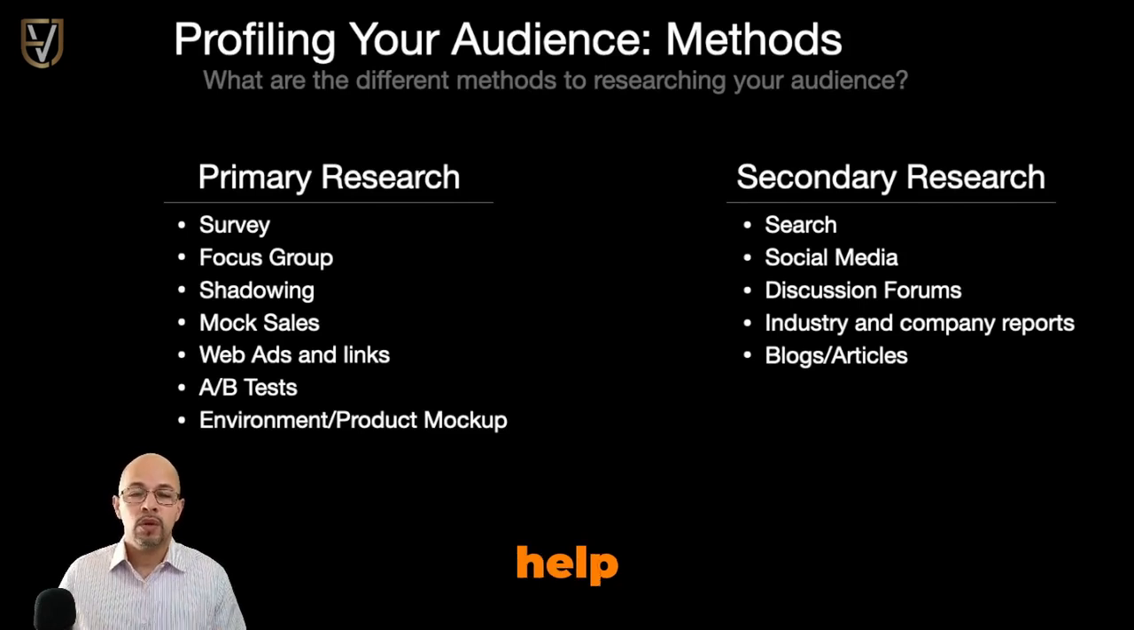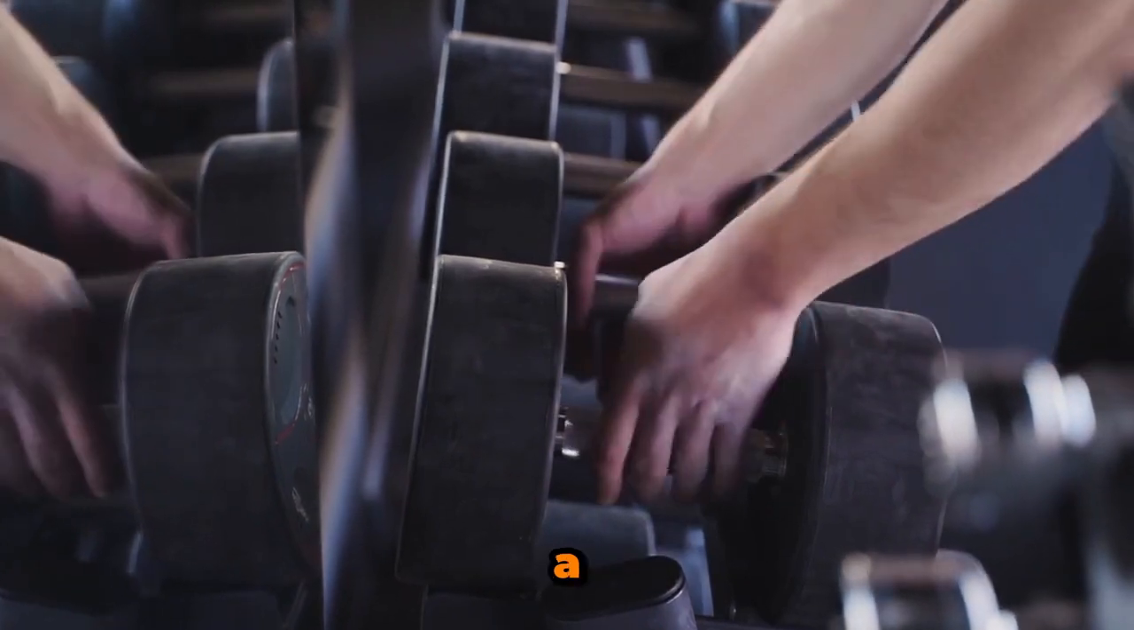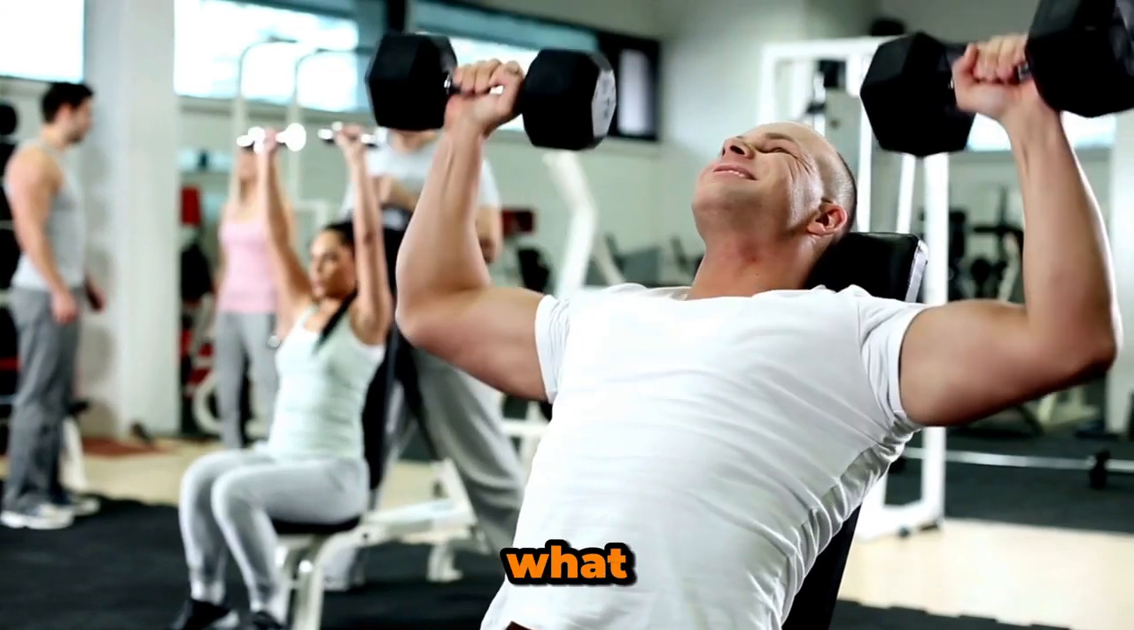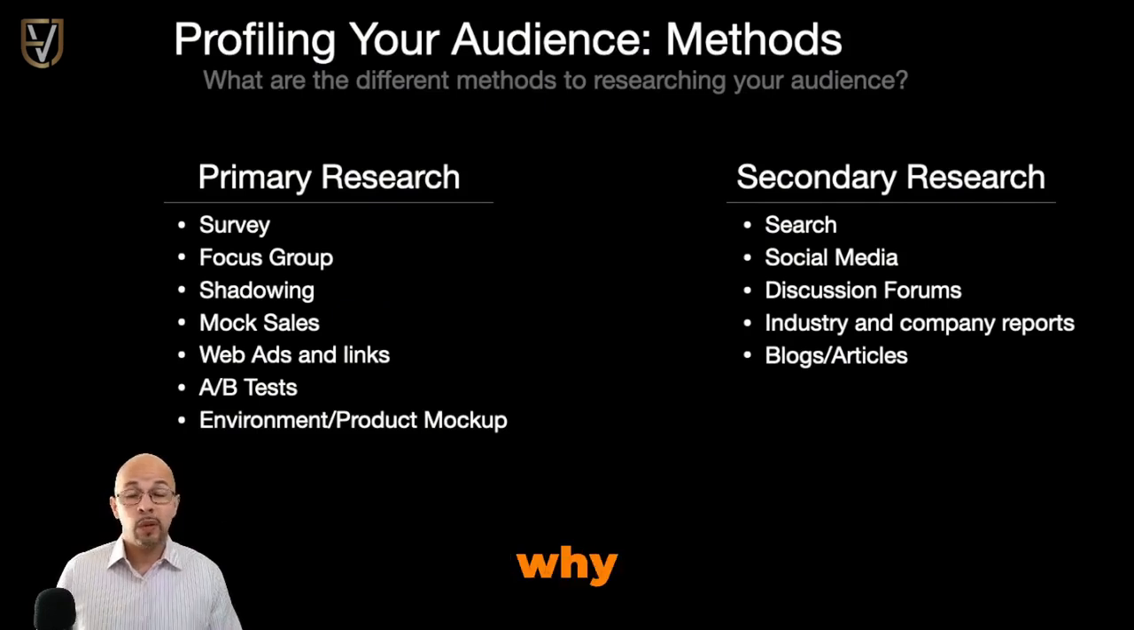The third one is shadowing. This is essentially spending an entire day, or a chunk of the day, with your ideal customer, with them actually going through the process of doing something. So if you are, for example, a gym owner, then you could shadow potential prospects at a different gym, see what it is that they're doing, what it is that they're frustrated by, why they're doing a certain activity, and why a certain sequence, and so on and so forth. And that will give you a lot of color.